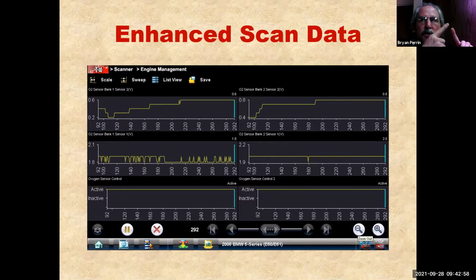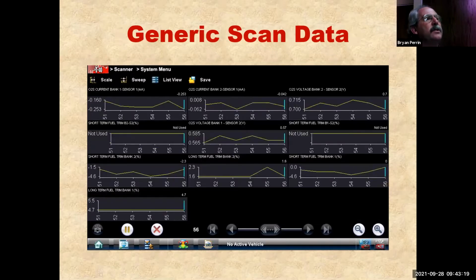So my possibilities are exhaust leaks, bad O2 sensors, bad catalytic converters, right? So what do I need to do? What's the easiest thing to test? Well, the easiest thing to test for is what I can look for exhaust leaks. I can test my O2 sensors. These are easy things to test, right? So we look for exhaust leaks. There were none. We tested the O2 sensors, and now I'm back in generic and I'm looking at more data.